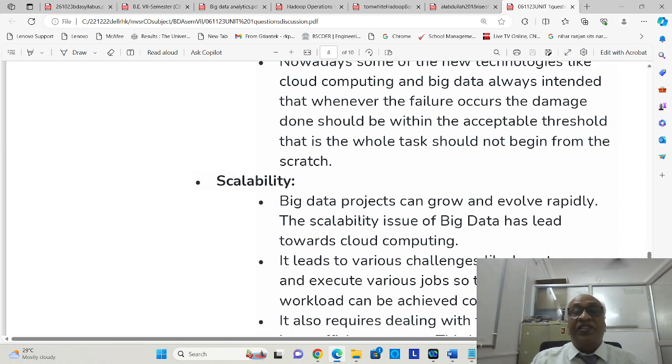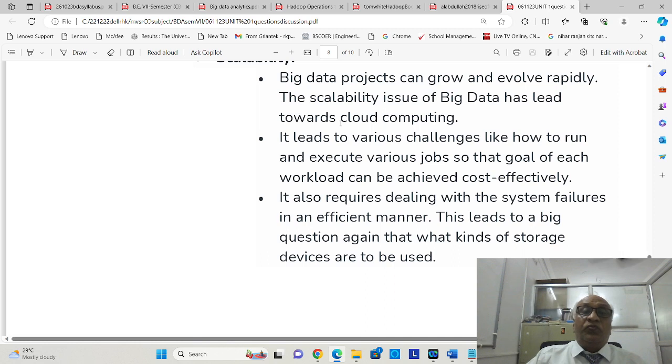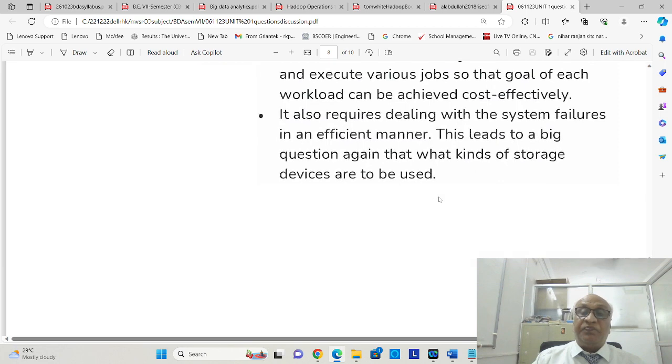The next challenge is scalability, because big data projects will be growing and growing. So how do I execute various tasks, various jobs, various queries on each of the workloads? There may be system failures.